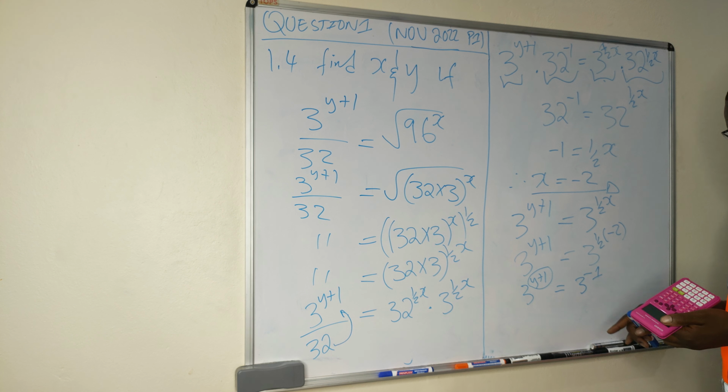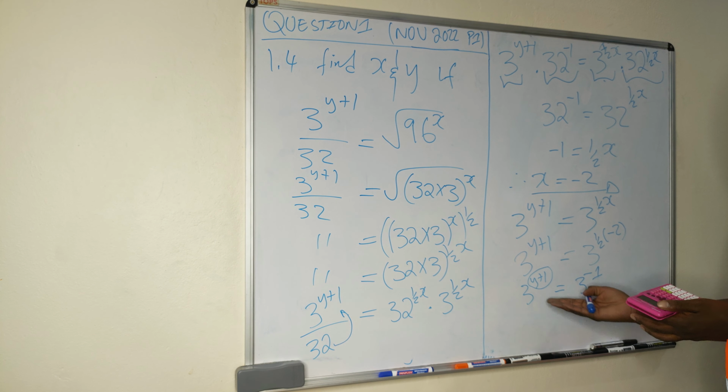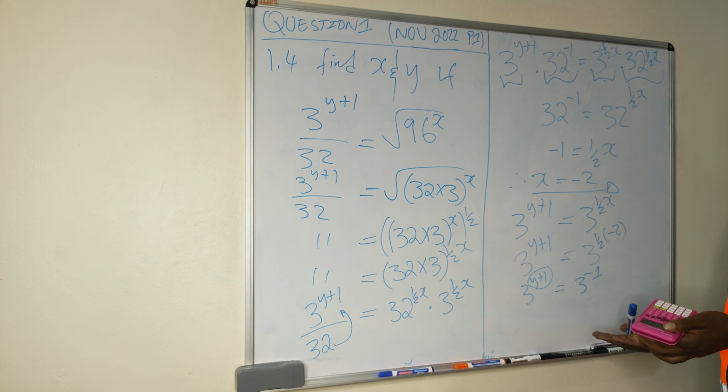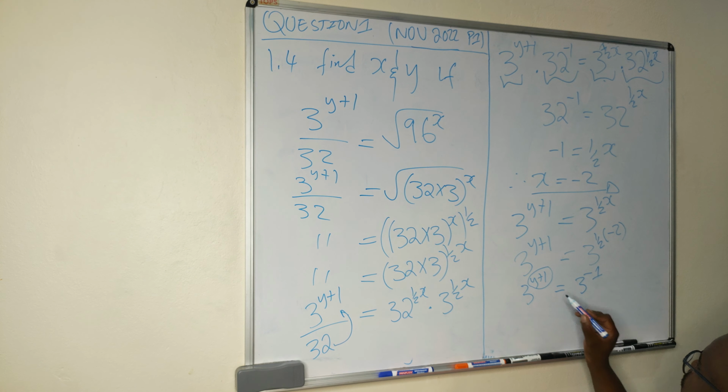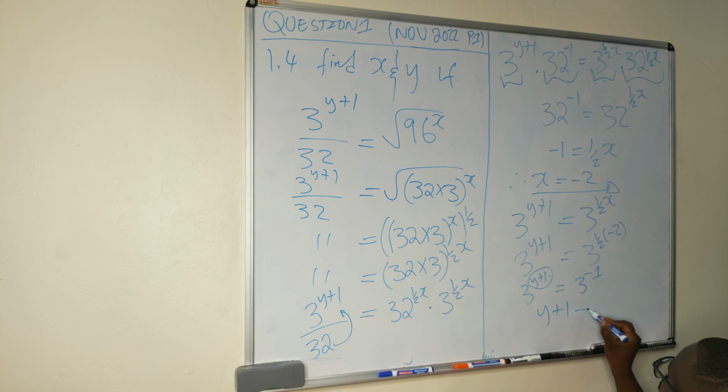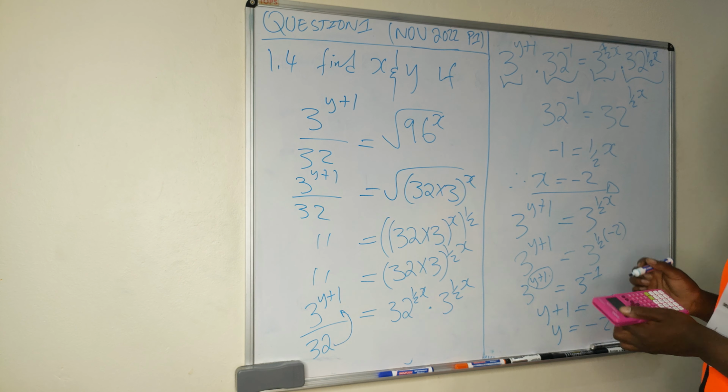So you want this top here to be the same as that one, because you're saying they're equal. If they're equal, they should have identical exponents. So y plus 1 should be the same as minus 1, which means your y is equal to minus 2, because you're going to transpose this to that side. So your x and y values are minus 2 and minus 2. Those are the x and y values.